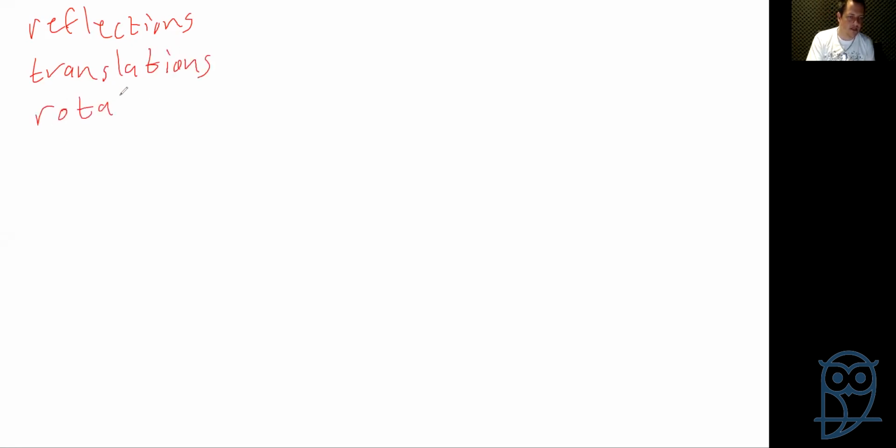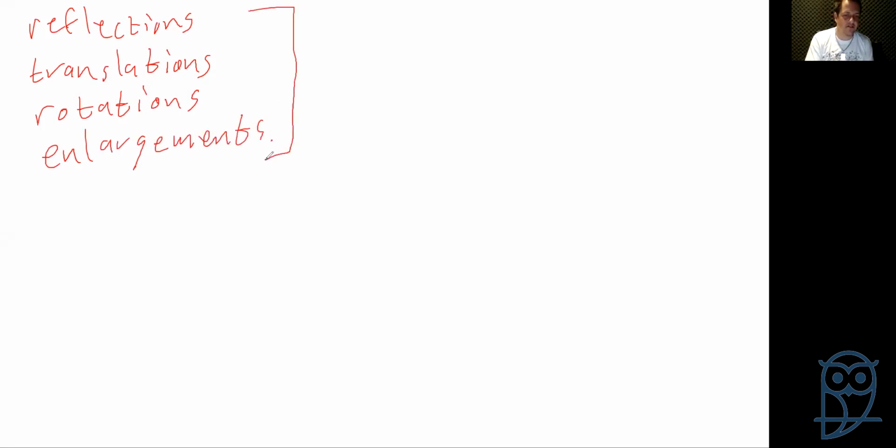We remember transformation geometry as reflections. We remember it as translations. We remember it as rotations. And we remember it as enlargements or reductions. All of these fun things you can do with matrices as well.